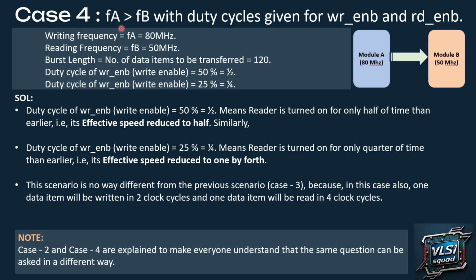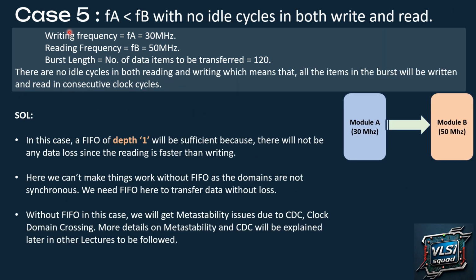Here again, the writer frequency is more than the reader frequency, but the catch is that write enable and read enable are used for both the writer and reader. So this case is similar to the earlier case. There we said 1 cycle delay, and here we are saying the write enable is only on for 50% of the time. That means the speed is reduced by half and the reader speed is reduced to 1 by 4, as in the earlier case. So they are putting the same thing in a different way, and this case is not different from the previous case. Case 2 and case 4 are explained just to make you understand how the same question can be asked in a different way.